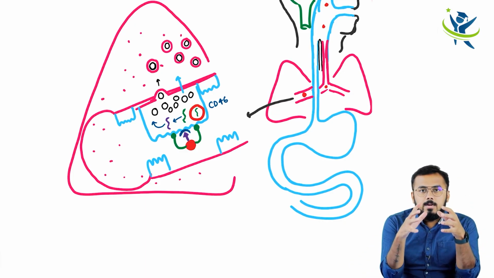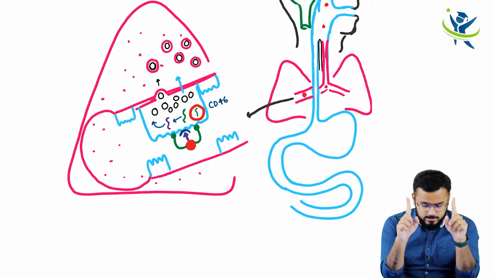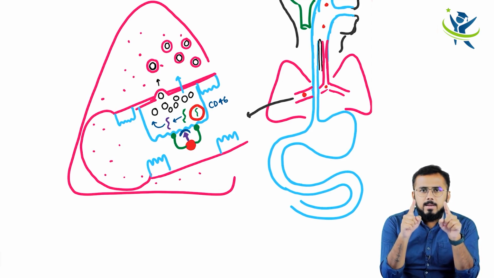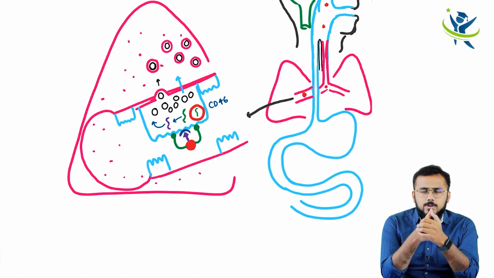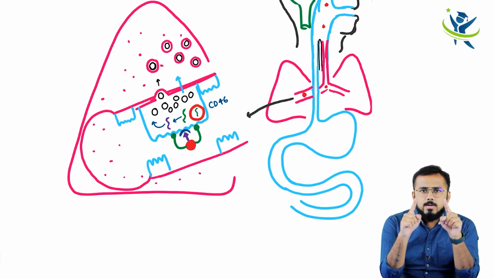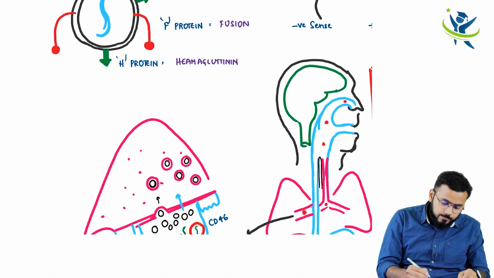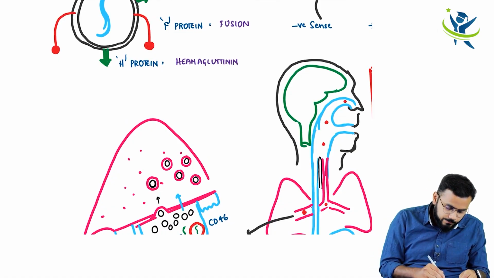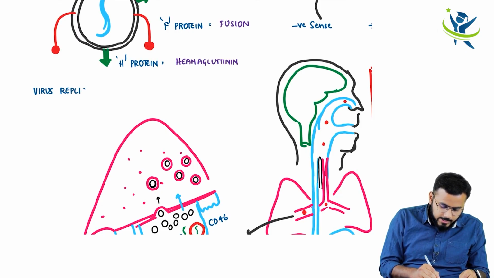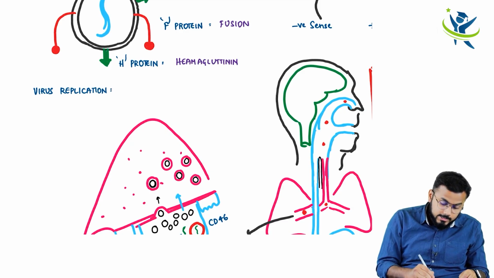Now, when this virus particle, before I discuss this, look here now. Question number 1, where did the replication of the virus particle happen so far? The replication of the virus particle happened in the respiratory epithelium. That is a point to be noted: virus replication happened in the respiratory epithelium.